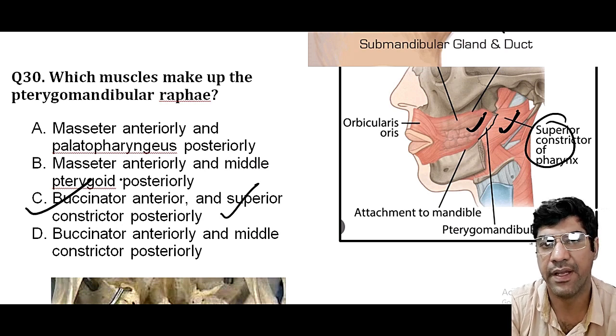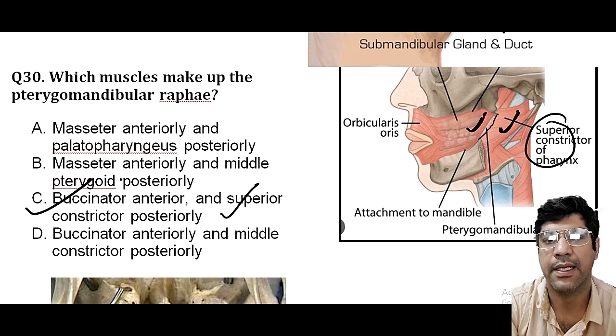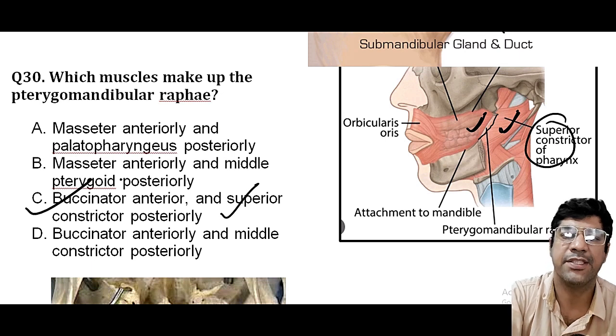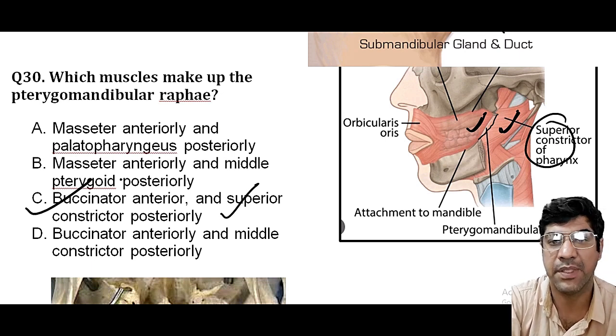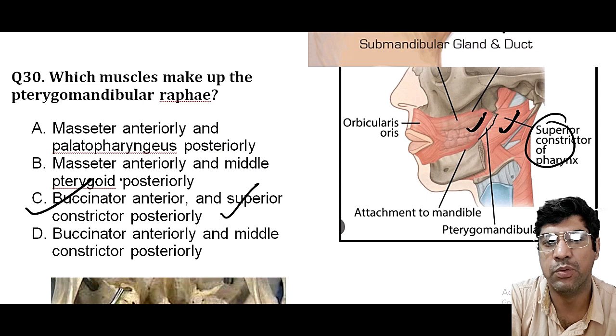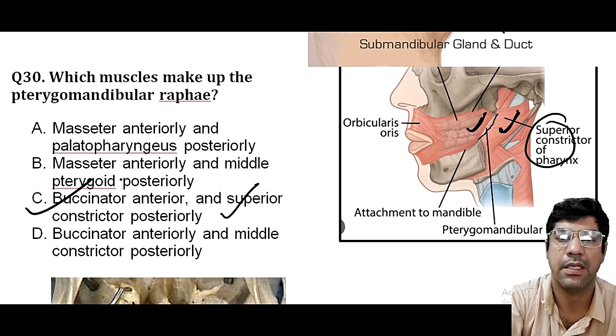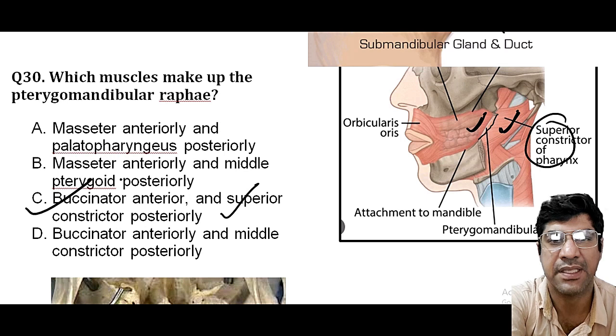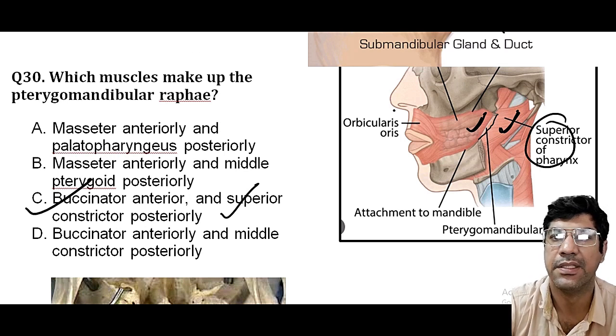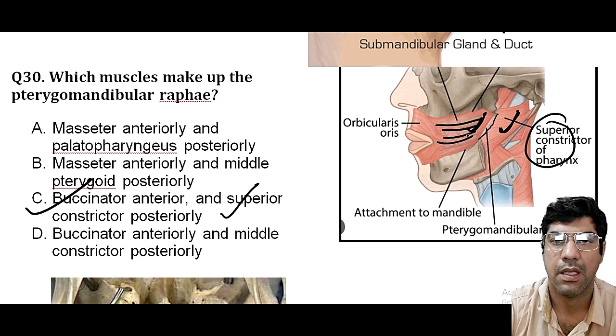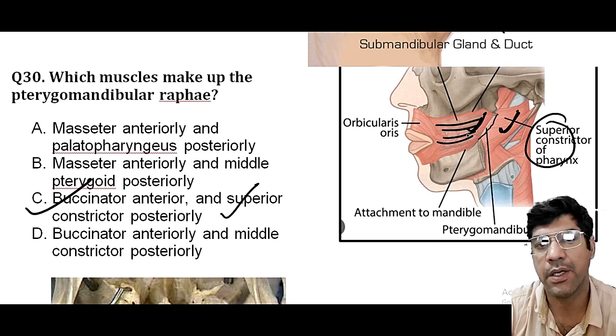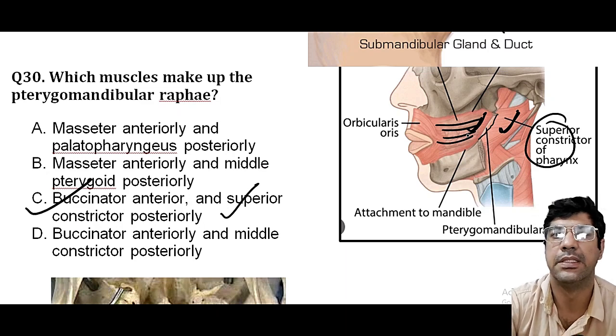So pterygomandibular raphe is a fibrous structure located in the oral cavity, and it serves as an attachment point for the superior constrictor muscle of the pharynx. That's the muscle that plays a role in swallowing, and it attaches to the pterygomandibular raphe posteriorly. The buccinator muscle is a thin flat muscle in the cheek that plays an important role in swallowing and speech.